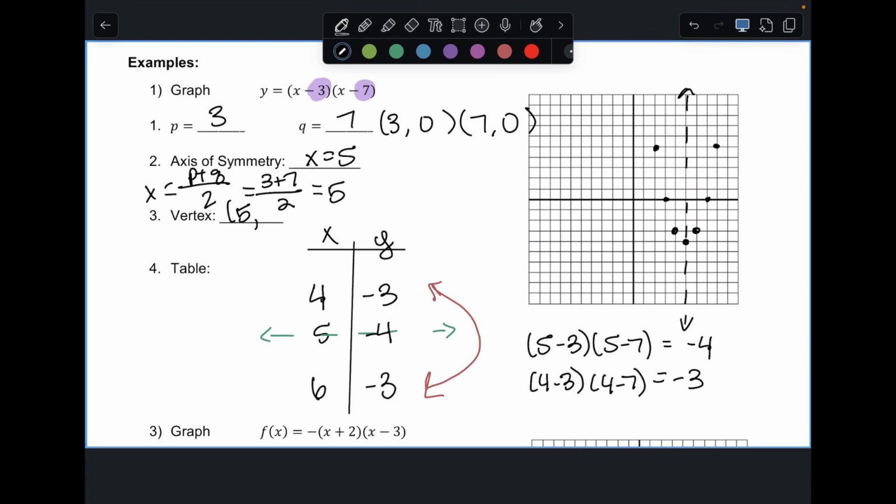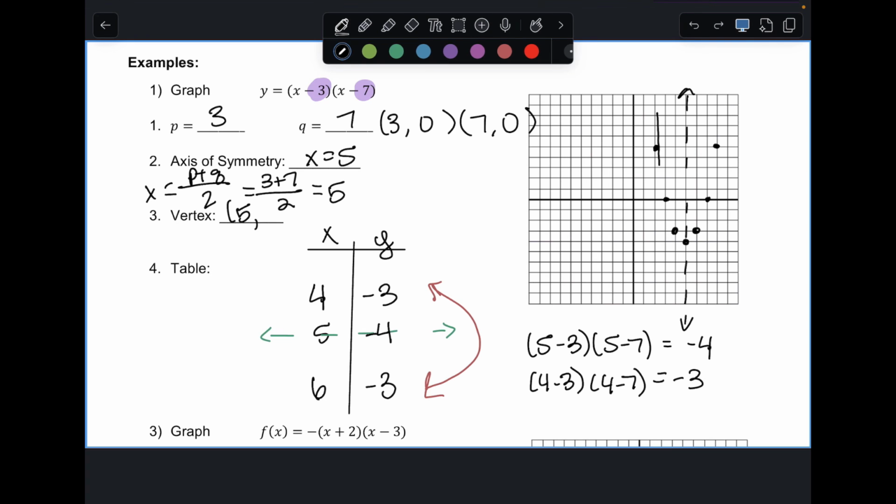Did we not do the one above the 4 and below the 6, like 3 and 7 as the x, because we already got it from the P's and Q's? Correct. We didn't need to redo these because these counted as 1 point on each side. We just needed 1 more on each side. Great question. Any other questions about that one?